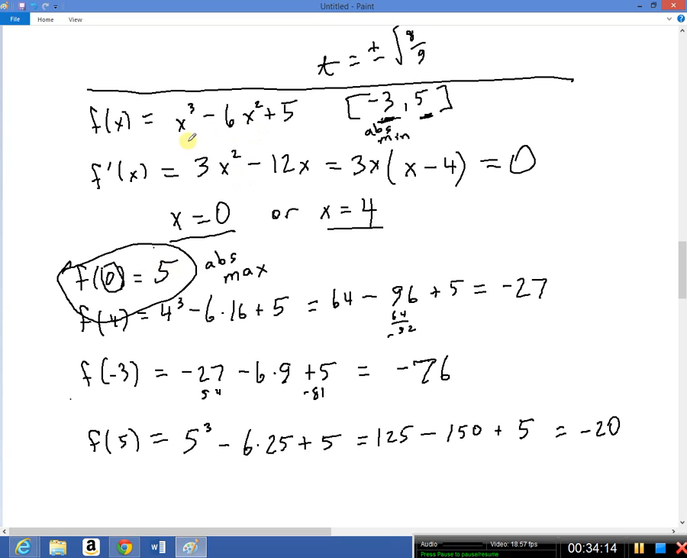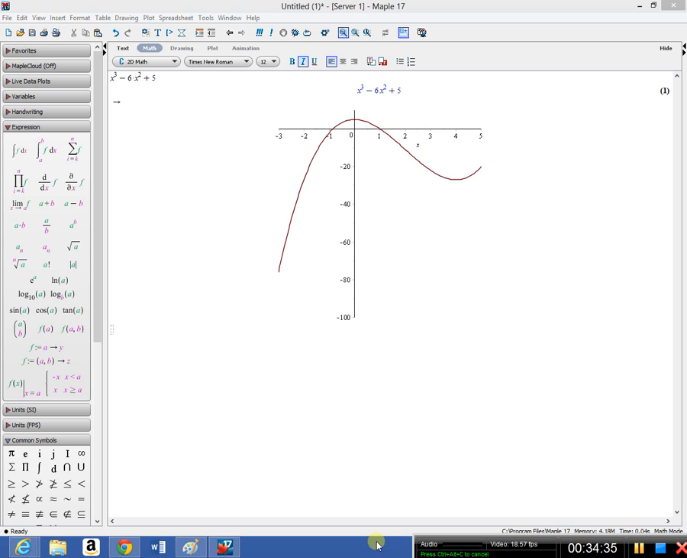Now, I'd really like to check that. How am I going to do that? Well, one way is to crank up Maple and ask Maple to graph this thing for us and see what it looks like. And maybe we can do that. Hang on just a minute. Okay, so I went out and started up Maple and then entered the formula for the function that we're dealing with, x cubed minus 6x squared plus 5, and then just plotted it. And this is what it looks like.